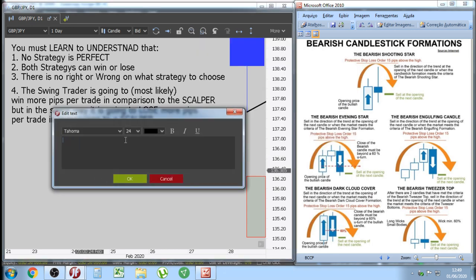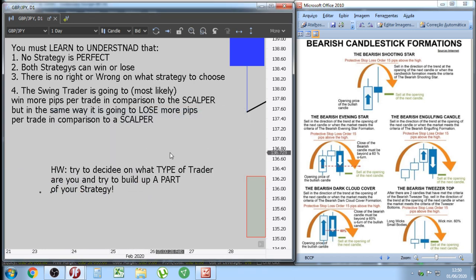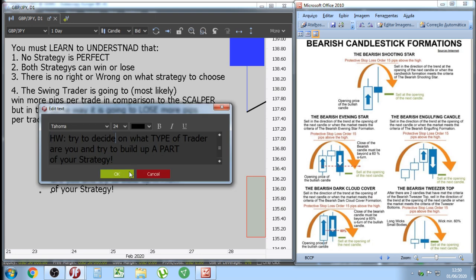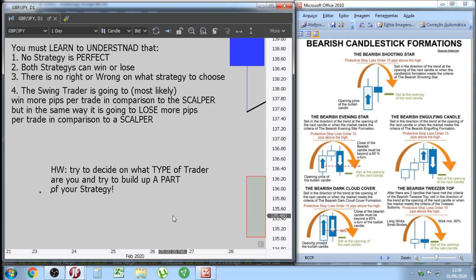Homework until tomorrow. Try to decide what type of trader you are, and most importantly, try to build up a part of your strategy. It's just a part, because we are ending this week, we are ending the beginner module. So this is the homework until tomorrow.